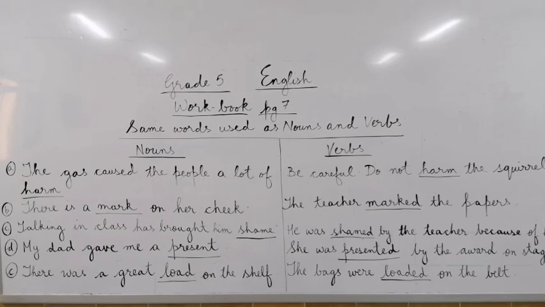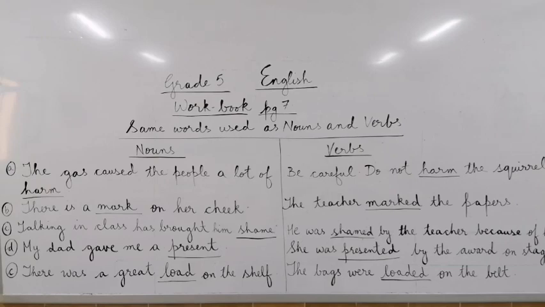Then same word as a verb. The teacher marked the papers means the teacher checked the papers. Here it is expressing the action of checking. Then the third set, the word is shame. Talking in class has brought him shame. Shame here means humiliation or embarrassment. Shame here is an abstract noun because it is the name given to a quality.